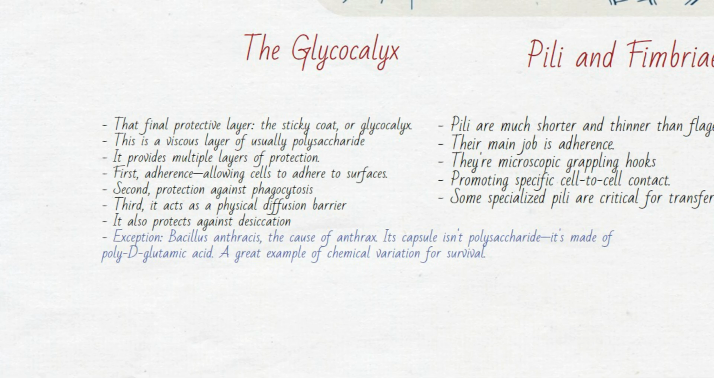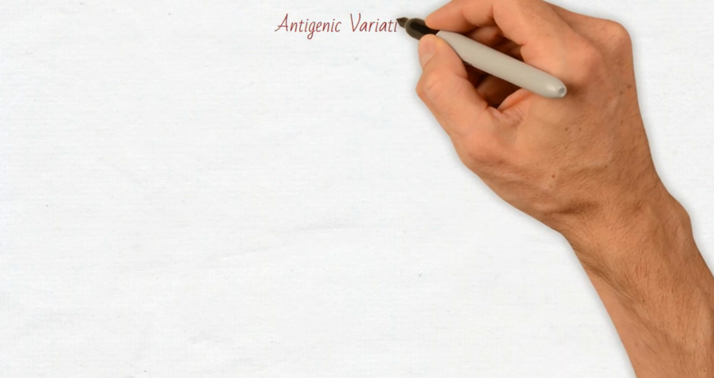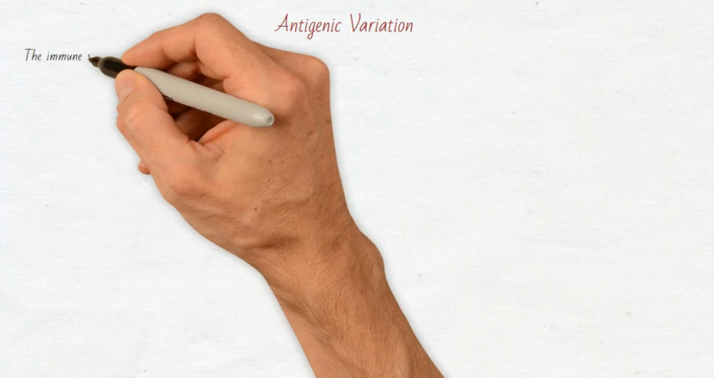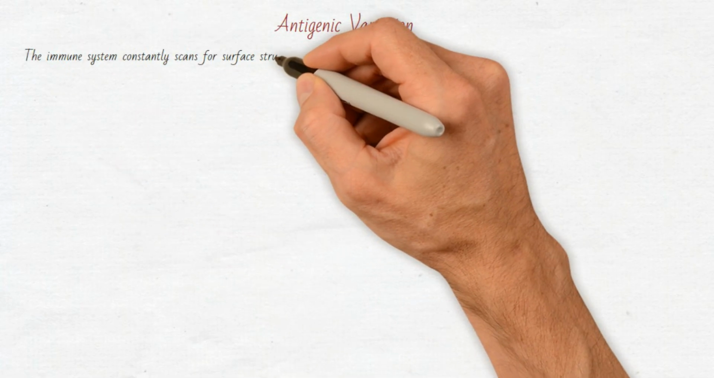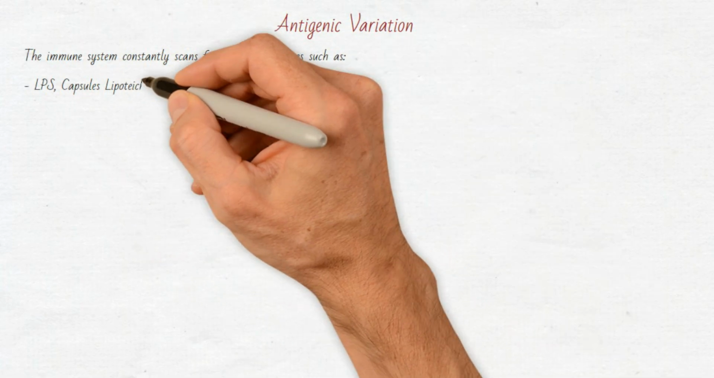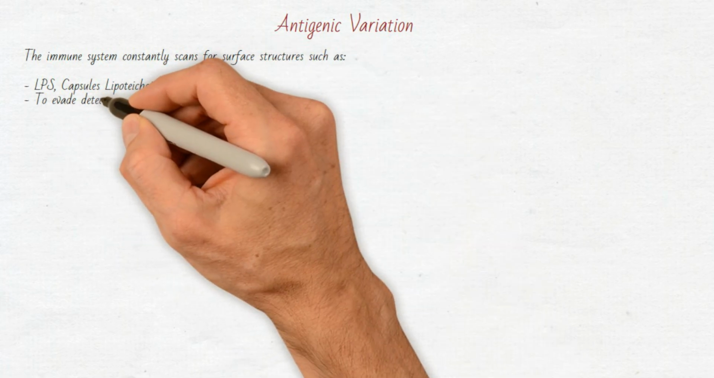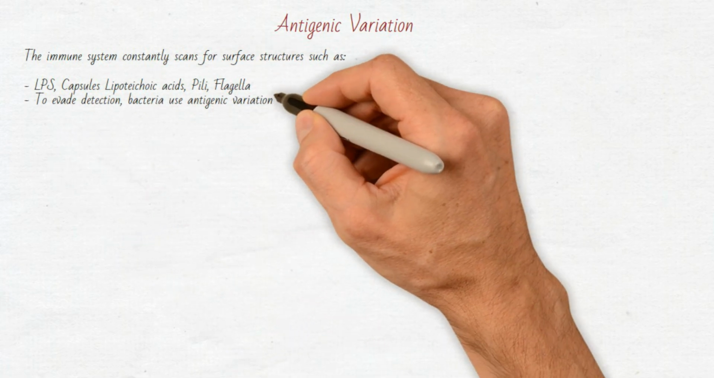One fascinating exception, Bacillus anthracis, the cause of anthrax. Its capsule isn't polysaccharide, it's made of polydiglutamic acid. A great example of chemical variation for survival. Antigenic variation. Because the immune system is always looking for these surface structures, LPS, capsules, lipoteichoic acids, pili, and flagella, bacteria evolved a counter-strategy, antigenic variation.